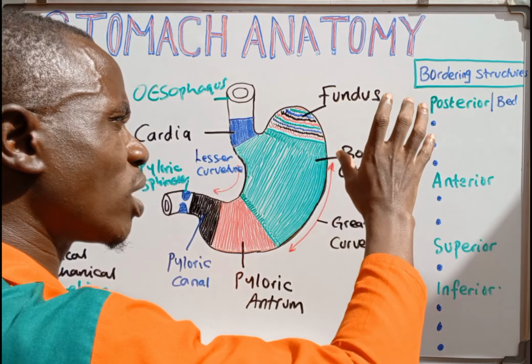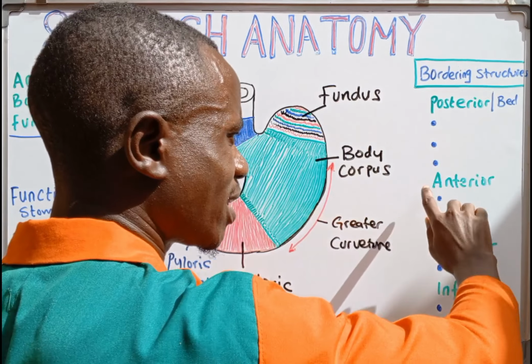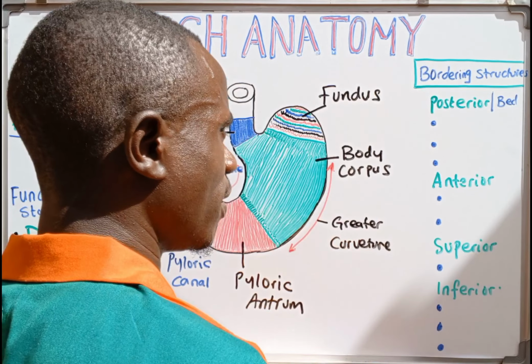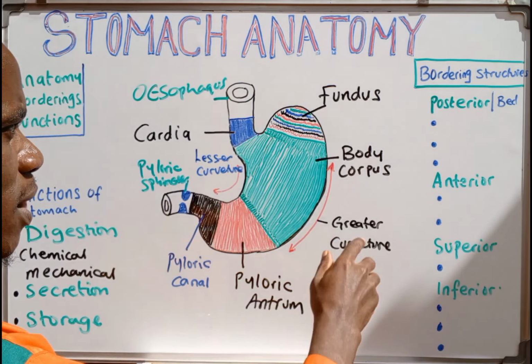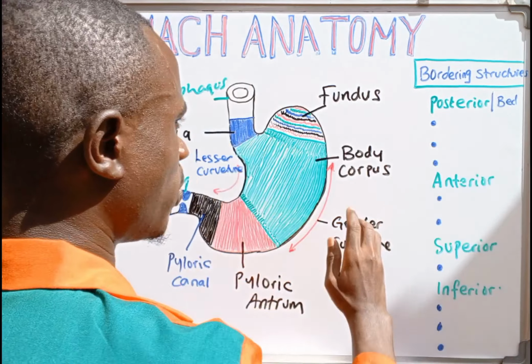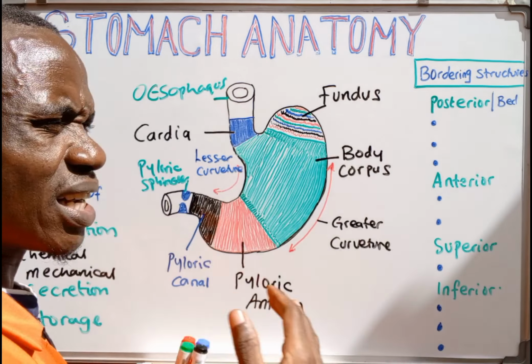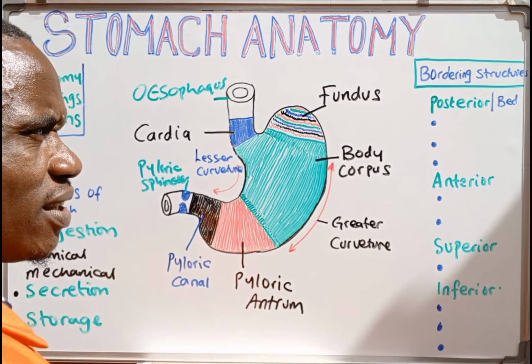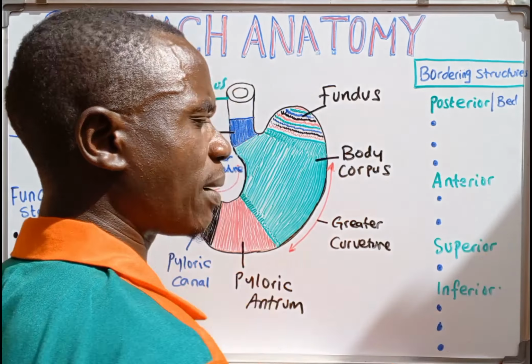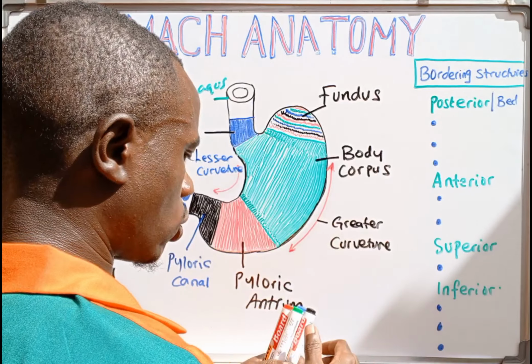Okay, what are those structures we're going to be finding on the posterior aspect, anterior aspect, the superior, and also the inferior. Now, when we come to the posterior aspect of the stomach, what are some of those structures that we're going to be finding there? This can also be called the stomach bed.